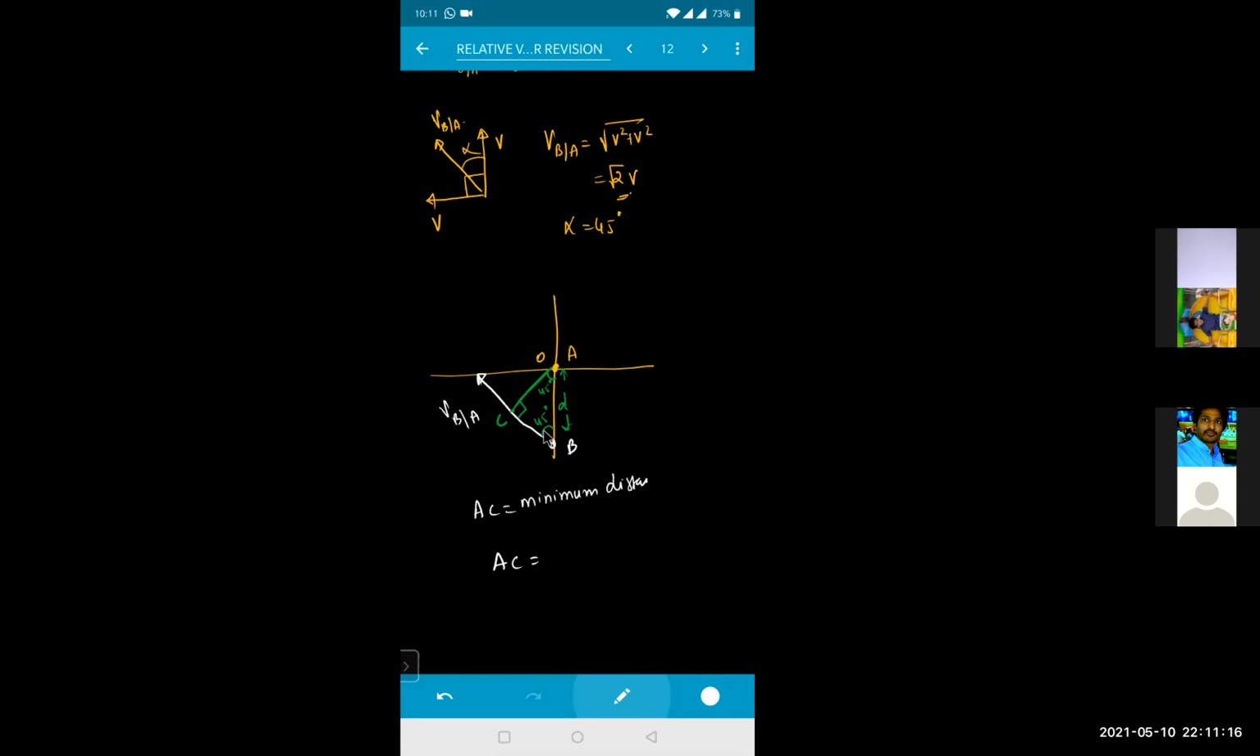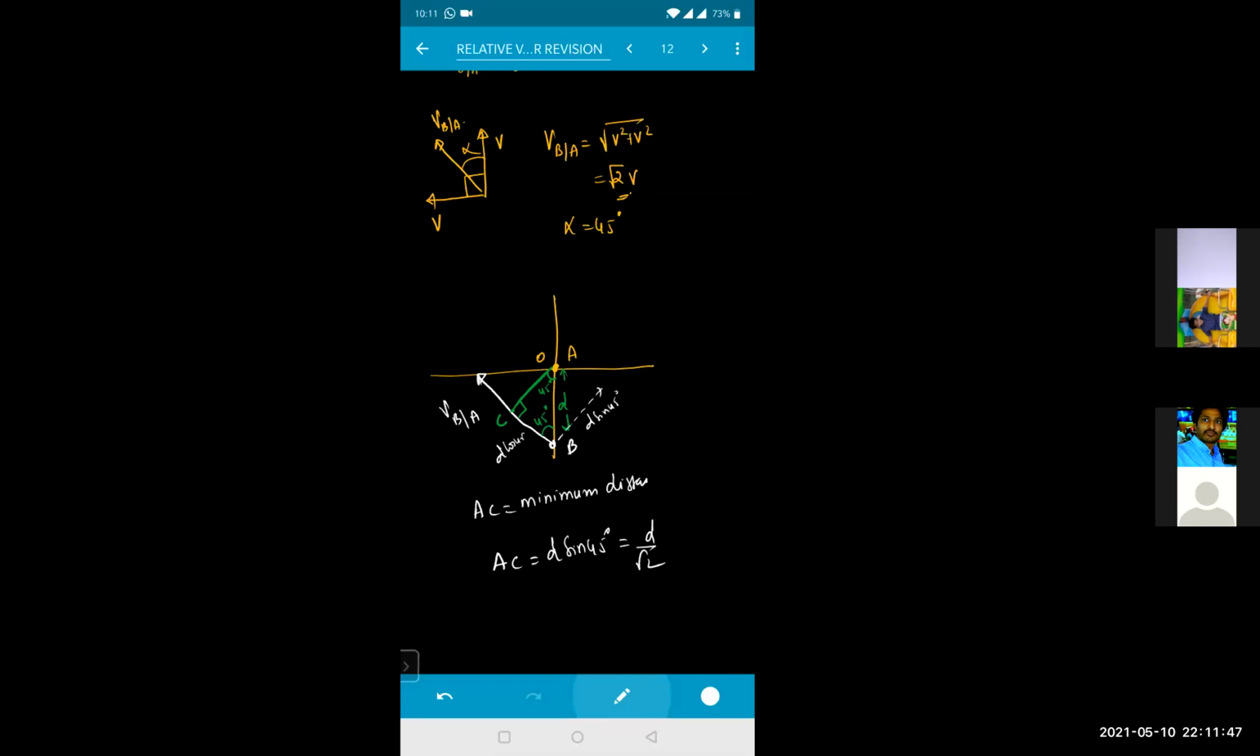Can you tell me what the angle will be? This is your D and this is making an angle theta. So this will become D into cos and this will become D into sine. So this will be D into cos 45 degrees, and in this direction D into sin 45 degrees. This AC is parallel to this one, so this will become D into sin 45. Sin 45 is 1 by root 2. That means this will become D by root 2.